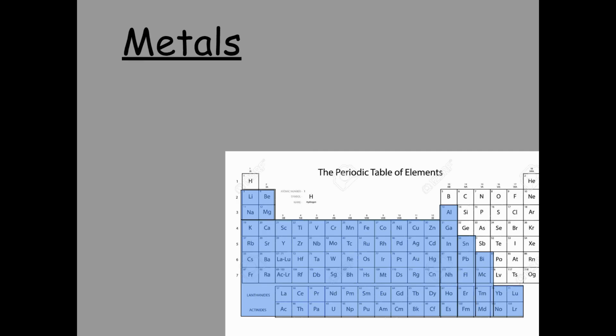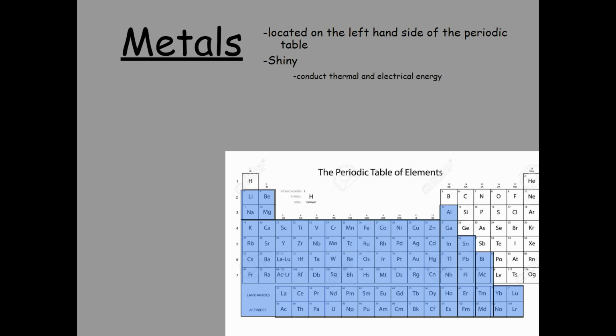Metals are the things that are on the left-hand side of the staircase, the things I've highlighted in blue on your periodic table. They are shiny. They can conduct heat. Remember that black square that was shiny and heavy, and it could conduct heat because it made the ice cube melt better. Metals also conduct electricity. You use metal wire in your electricity. You don't use plastic or wood.